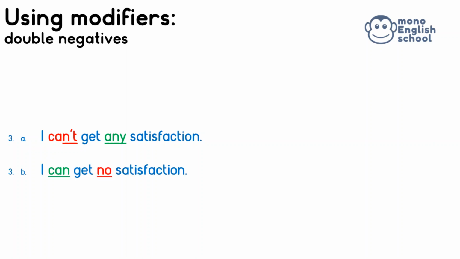Or we can remove the negation of the verb and keep the negative modification of the noun. So we have, I can get no satisfaction. These two corrections share the same meaning, but differ in terms of style and tone. As a writer, choose the option that best suits the style and tone of your writing.